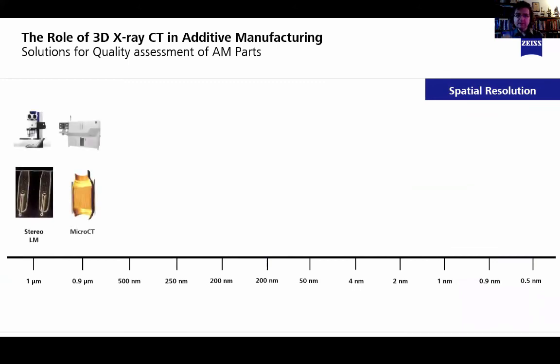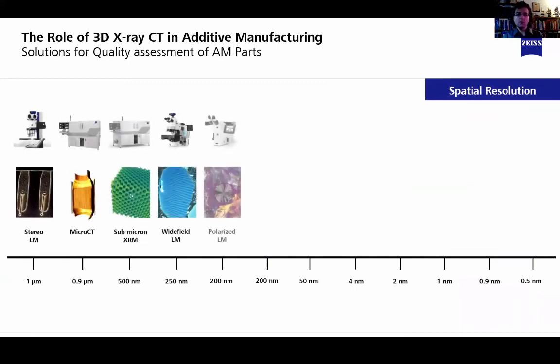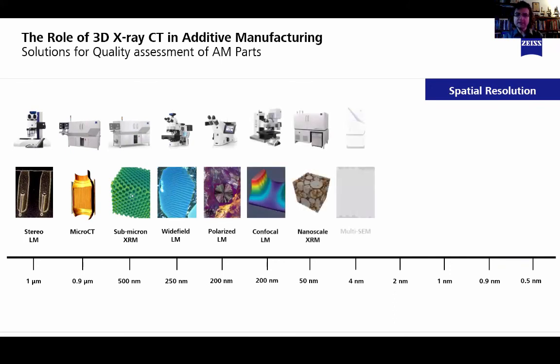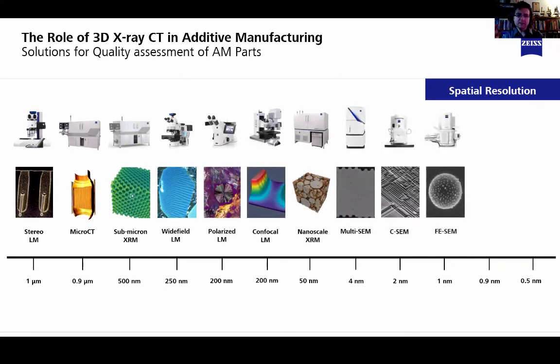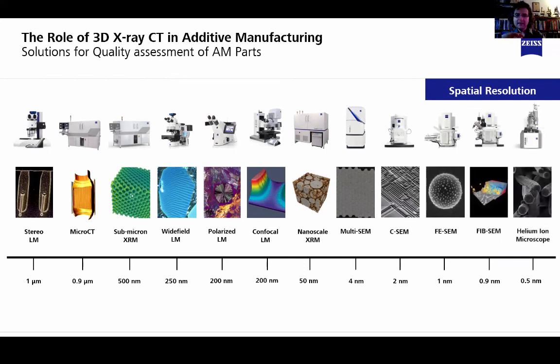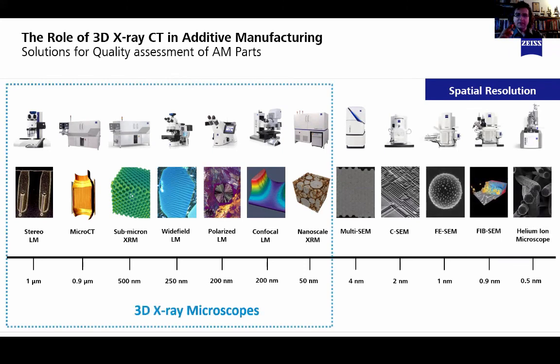There are different X-ray CT technologies that can help you with the assessment of additive manufactured parts, including the so-called 3D X-ray microscopes, which are part of a larger set of multi-scale correlative microscopy tools, including microscopes capable of delivering resolutions down to half a nanometer, with a helium ion microscope, for example. With 3D X-ray microscopes, we can go down to spatial resolutions in the order of 50 nanometers and correlate the non-destructive images with data from other microscopes.